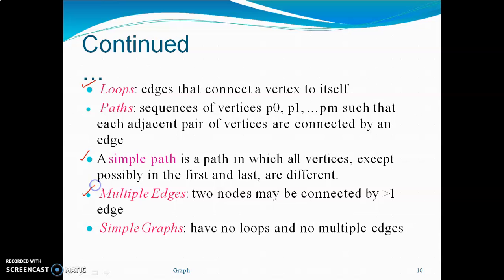Multiple edges: two vertices can have multiple edges between each other. And a simple graph is one which does not have any loops and no multiple edges. These are all the different terminologies that we generally use in graphs.